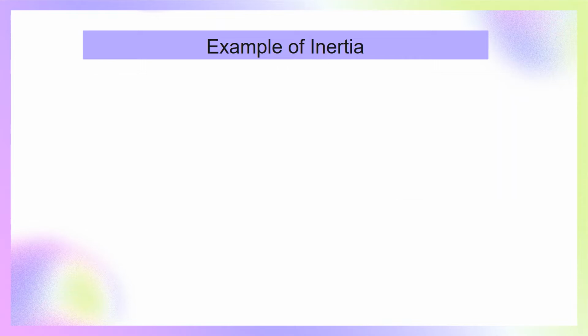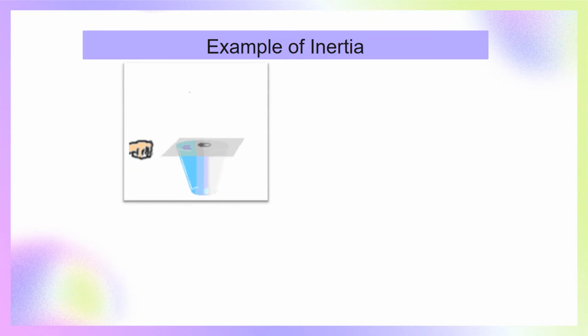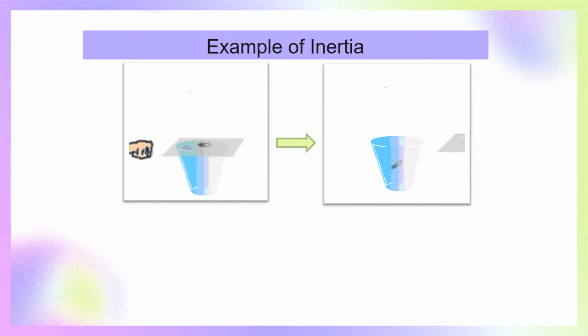The next example is also the same as the previous example. The coin falls into the glass after the cardboard is pulled. The coin maintains its state at rest due to the inertia and it falls into the glass due to the gravitational force.